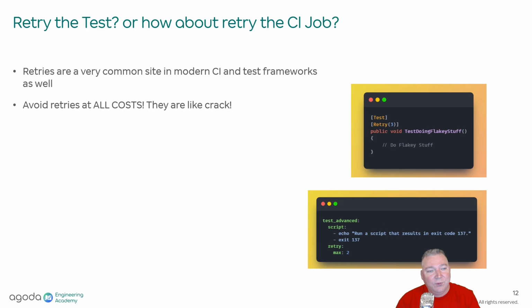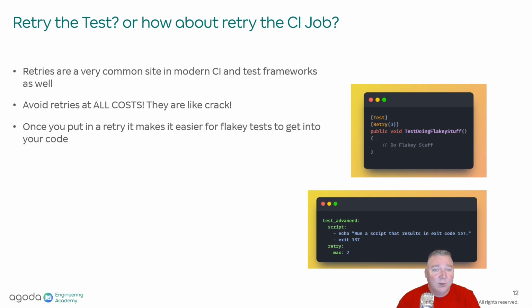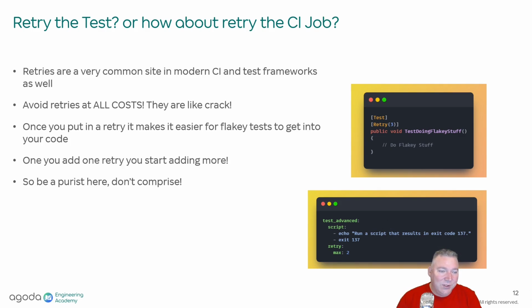I would avoid retries at all cost. They are like crack. They are addictive. Once you start putting retries in, it means you make it easier for more flakiness to get into your system, right? Just adding one retry means that a test that fails 50% of the time is likely to get into your code and then start to cause problems. And once you add one, you'll start adding more. So the best thing to do here, my advice, is to be a purist and don't compromise.